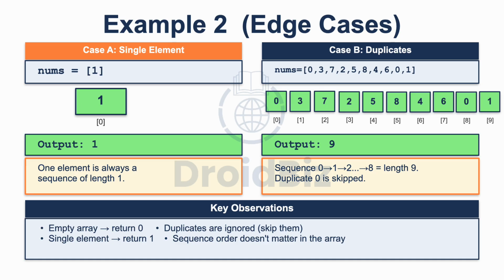Here are the key observations to keep in mind. First, an empty array returns 0. Second, a single element returns 1. Third, duplicates are always skipped. And fourth, the order of numbers in the array does not matter, only whether they form a consecutive run.